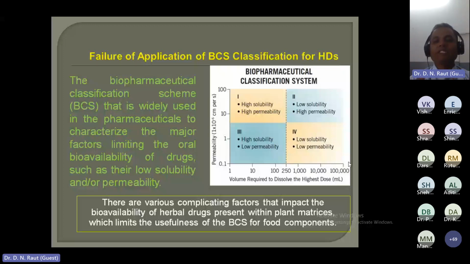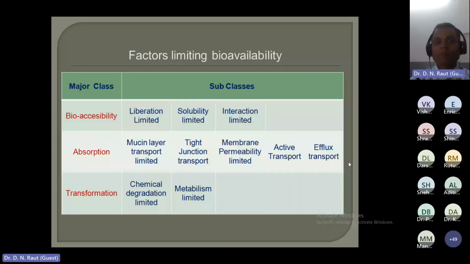And there are various complicating factors that impact the bioavailability of herbal drugs, present within the plant matrices and the extract, which limit the usefulness of the BCS classification system for most herbal drugs as well as some food components. So which are the factors that actually limit the bioavailability? There are three major classes framed for this purpose: bioaccessibility, absorption, and transformation.